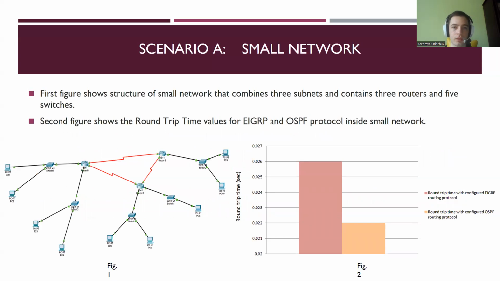Let's consider scenario A with the small network. The first figure shows the structure of the small network that combines 3 subnets and contains 3 routers and 5 switches. The second figure shows the round-trip time values for EIGRP, which is 26 milliseconds, and OSPF protocol, which is 22 milliseconds, inside the small network.